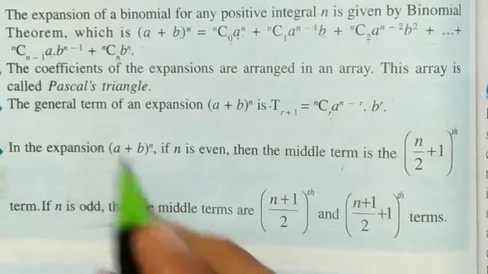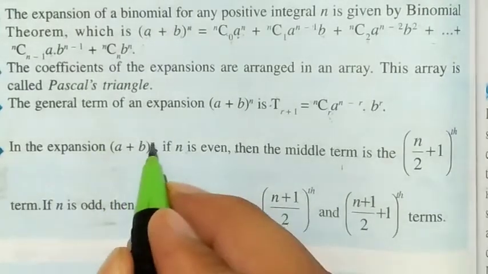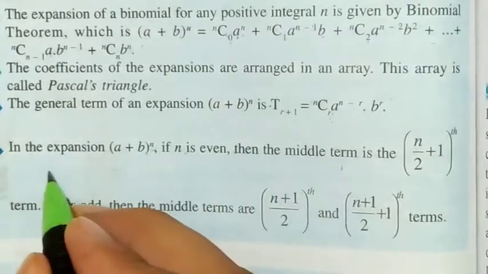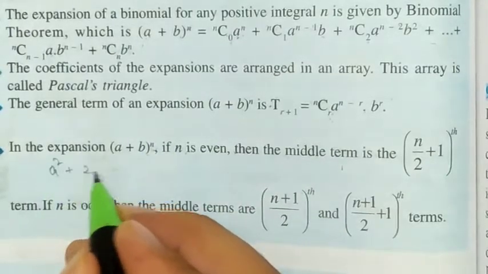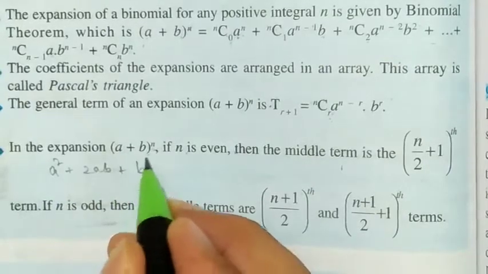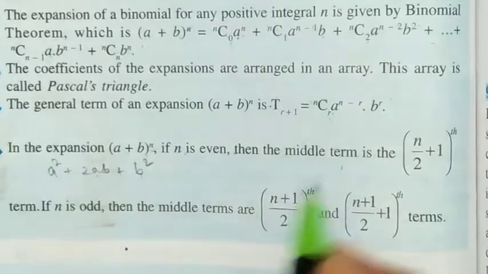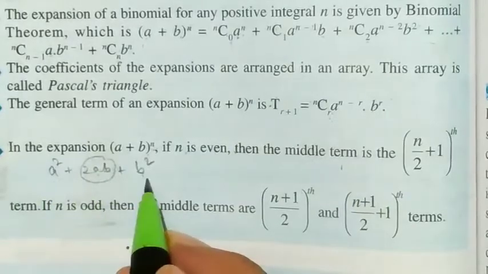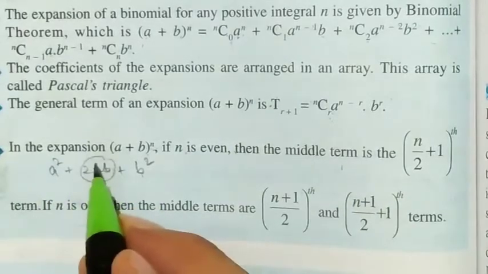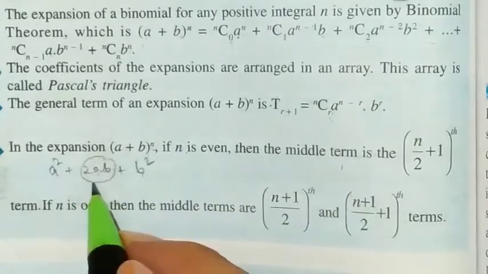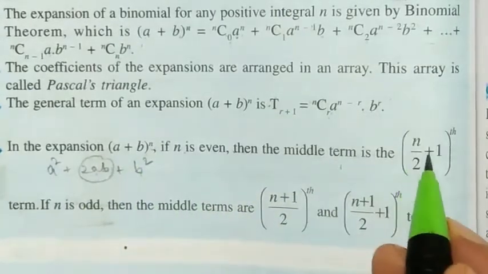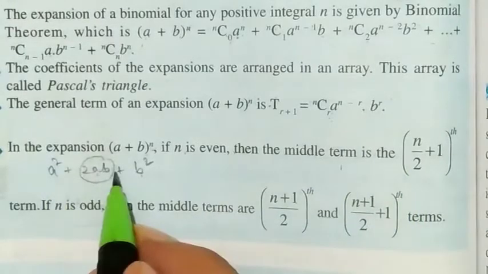Let me explain this. If n is even, let's say n is 2, so this is (a + b) whole square. (a + b)^2 means a^2 + 2ab + b^2. So three terms are there. So what is the middle term? Out of these three terms, the middle term is the second term. So how do we get the second? Because n was taken 2, so this is 2 by 2 means 1, 1 plus 1 means the second term.